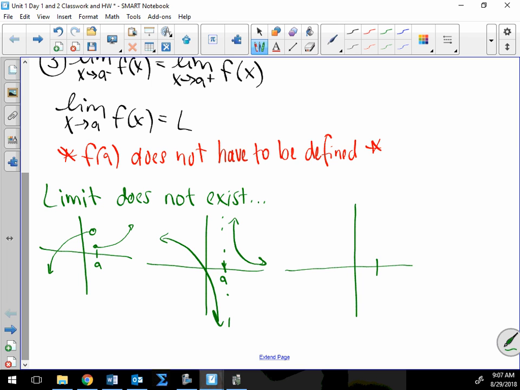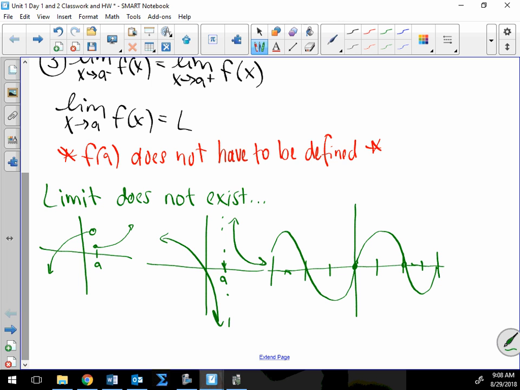Ooh, let's bring some trig back into it. Do you guys remember how to do your sine graph? Quick, sketch a little sine graph. What is sine of 0? That's a good start to it. Alright. So these are just some examples of which our limit would not exist.